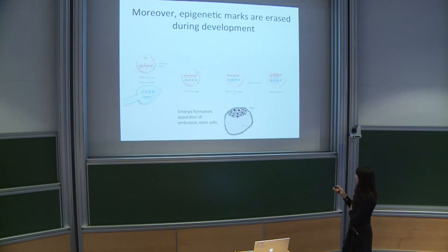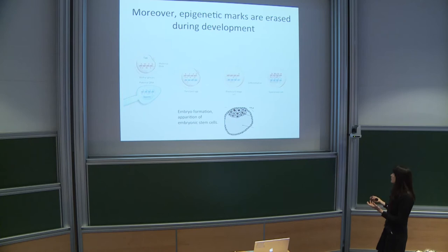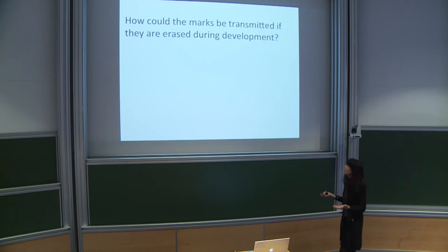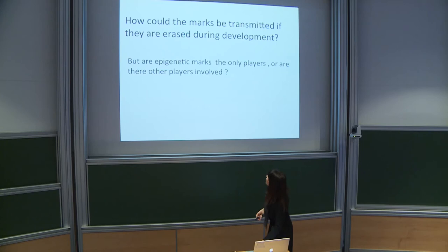Okay, so at a very important stage, here are, for example, the methylation marks. You had the DNA from the mother and from the father, so it's methylated here. And then, at a very important stage, which is the stage where the embryo appears, and the appearance of the embryonic stem cells, almost everything is erased. So the epigenetic marks are lost. And then they reappear, and you have differentiation of the cells. So how could the marks be transmitted if they are erased during development? This is a completely unsolved issue at this point.